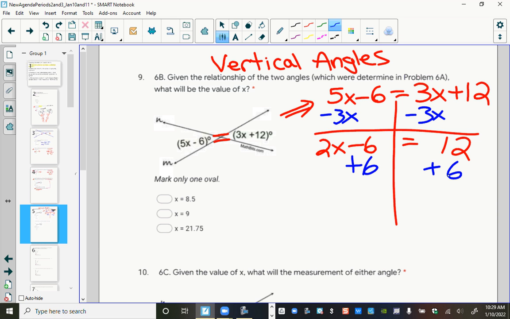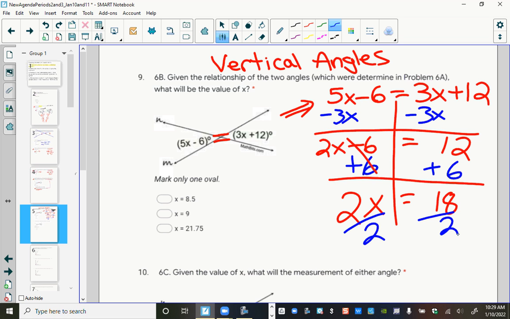Remember, if you bring in a term from one side to the other, you have to do the opposite sign. Yup. So 12 plus 6, 18. 2x equals 18. Divide by 2, that's our last step. And what are we getting again? X equals 9. Yup.